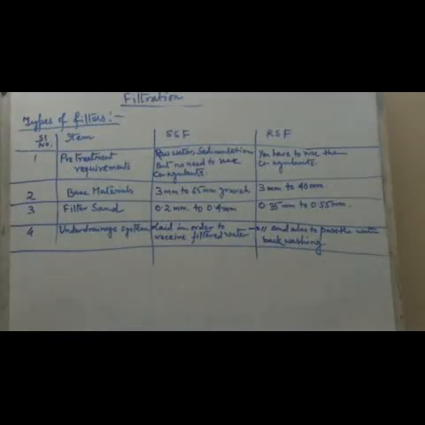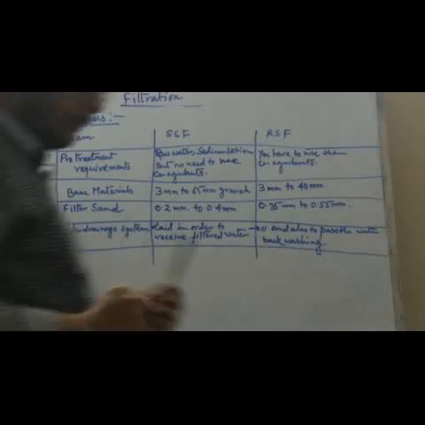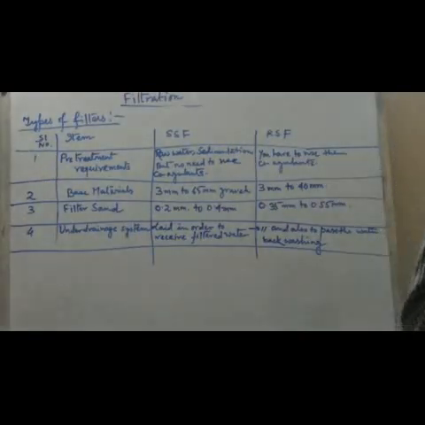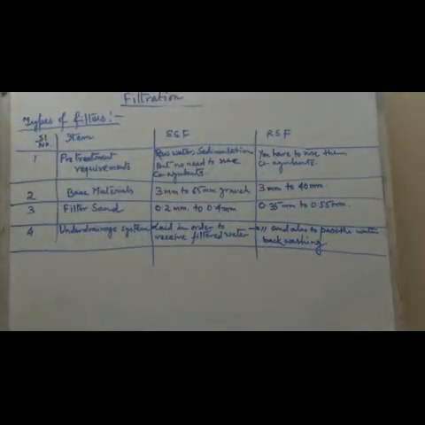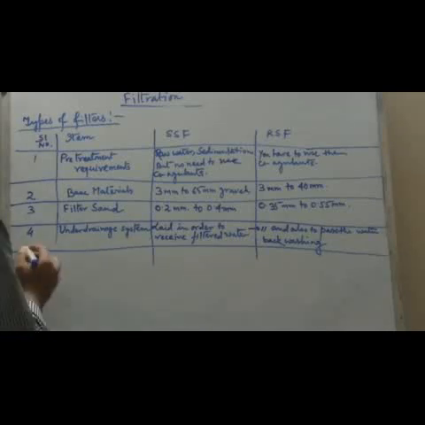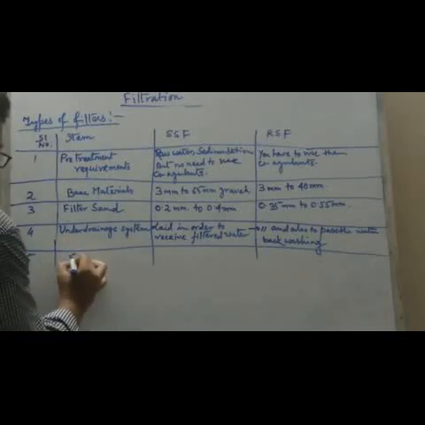The fifth thing is the size of each unit. For the slow sand filter, the size of the filter is large, that is 30 meters by 50 meters.